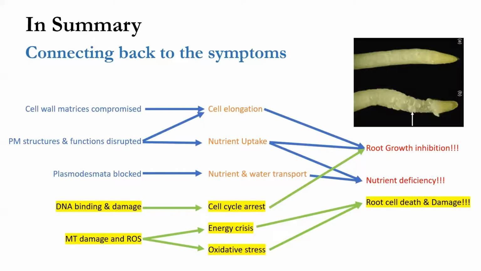For instance, root growth is inhibited from the disruption of both cell elongation and root cell proliferation. The perceived nutrient stress in the shoot arises from impaired nutrient uptake and translocation. And finally, the extensive root damage and barren morphology occur as a result of oxidative stress in the root and extensive cell death. Keep in mind that there are still many affected physiological processes that are not discussed here today, such as aluminum's effect on the cytoskeleton. We merely covered a few of the most established mechanisms of aluminum toxicity.